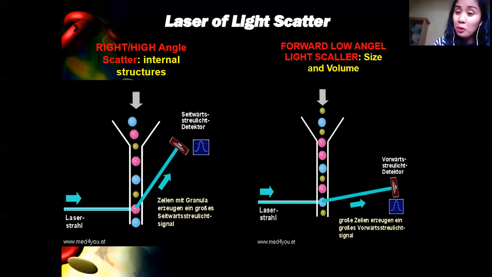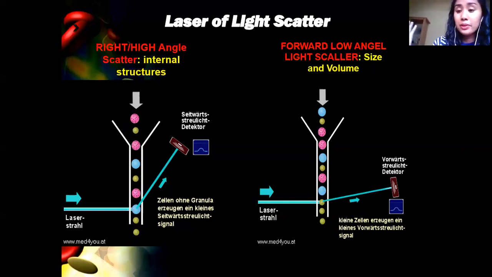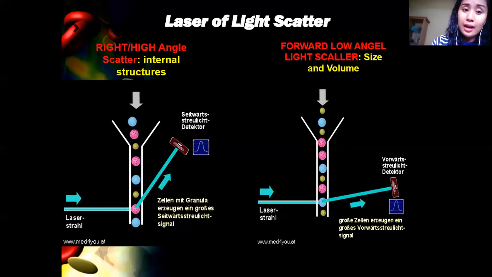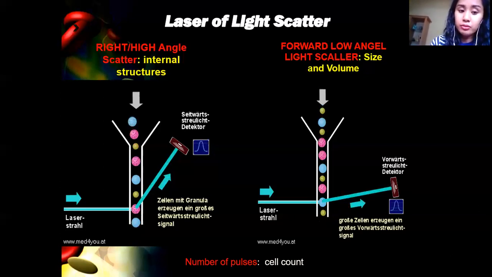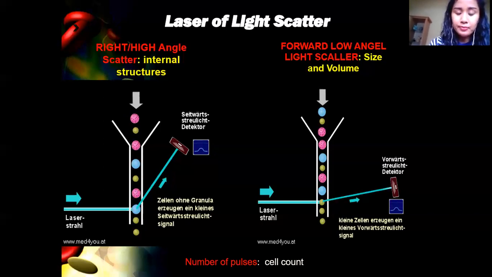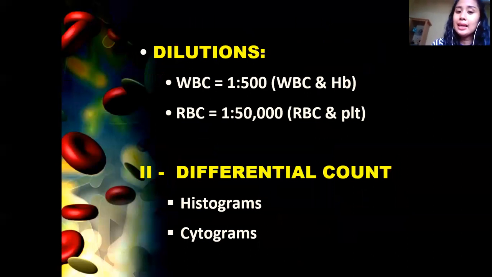So what I might ask you is: the number of pulses, the amplitude of the pulse, what does the right angle scatter detect? What does the forward low angle scatter detect? And the number of pulses will also pertain to your cell count. In your analyzers, the dilution is high. WBCs are diluted as high as 1:500 and RBCs 1:50,000. Grabe, so konti na lang talaga.